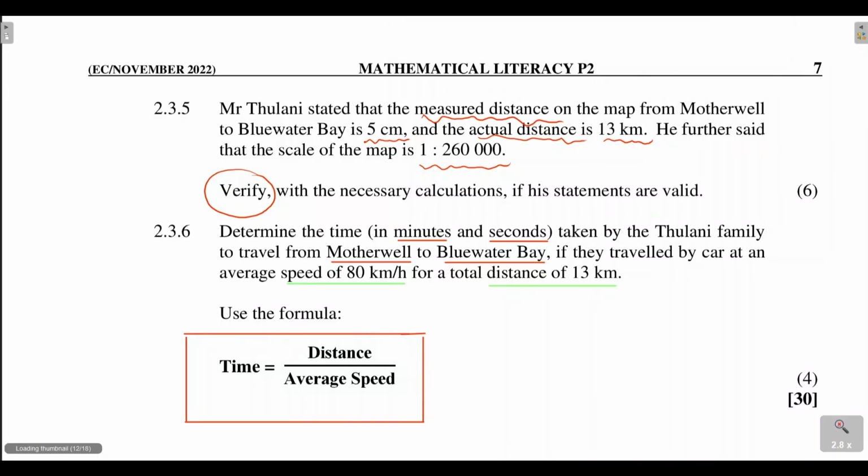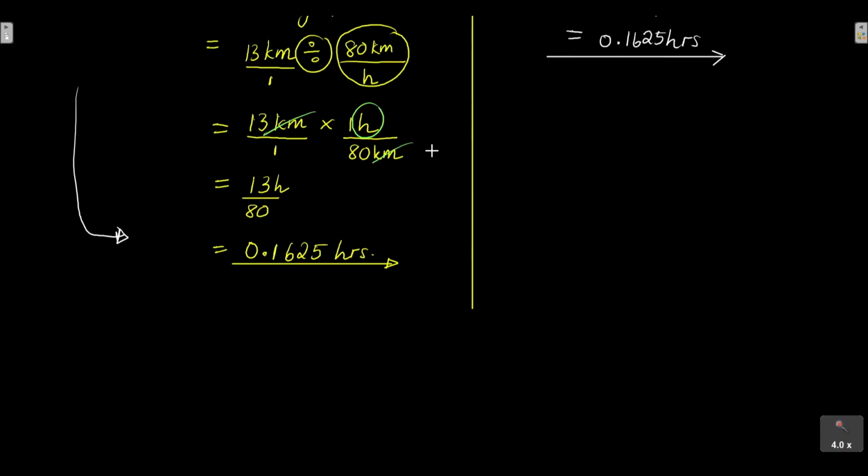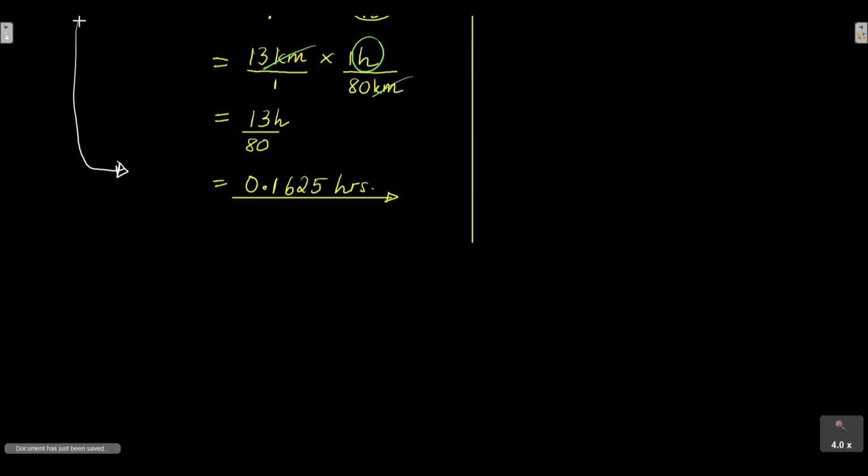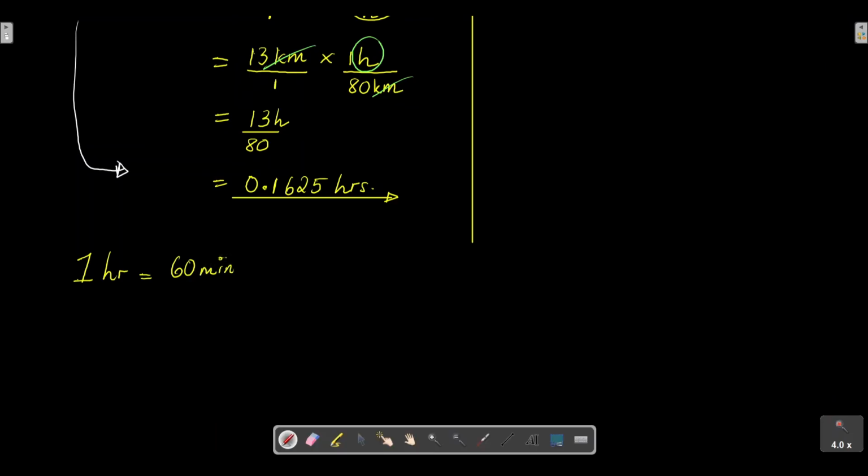However, guys, remember the question asked us to determine the time in minutes and in seconds. However, we've got our time in hours. So how can you convert 0.1625 hours into minutes and seconds? We already know 1 hour is equal to 60 minutes. We're going to use this equation to help us convert from hours to minutes and further on to seconds. But I'm going to take it step by step so that I do not lose anyone.